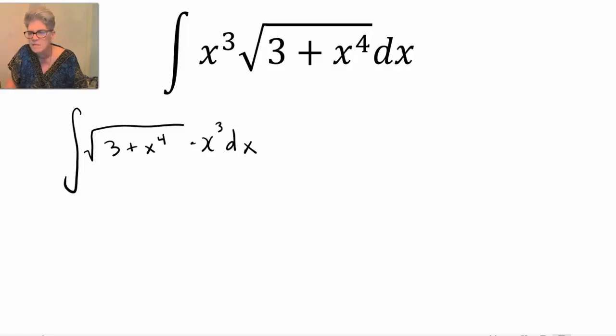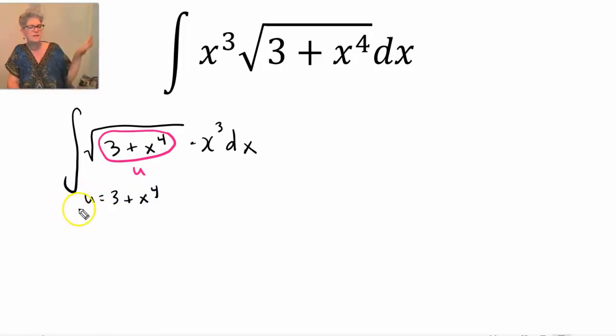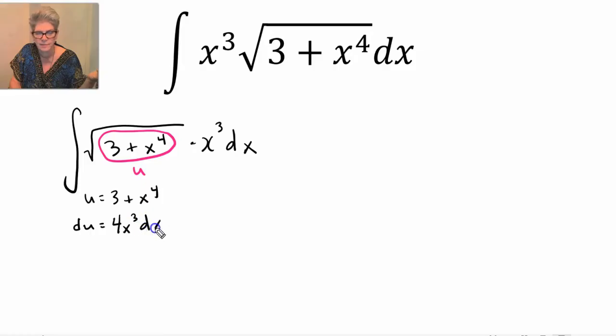Okay. So I'm going to let u be what's inside here. So 3 plus x to the fourth. Then I'm going to take derivatives of both sides. So the derivative of u with respect to u is just 1 du. And the derivative of this, 3 plus x to the fourth, with respect to x, well, the derivative of 3 is 0. The derivative of x to the fourth is 4x cubed, then times dx.